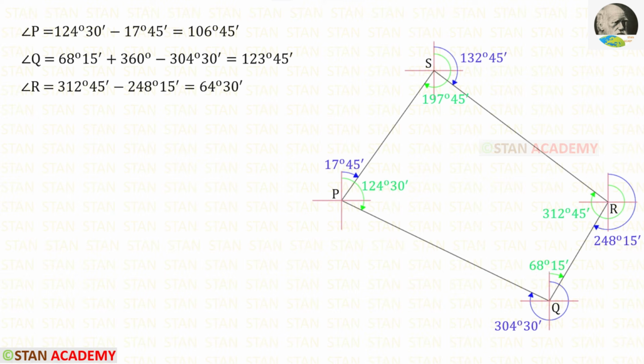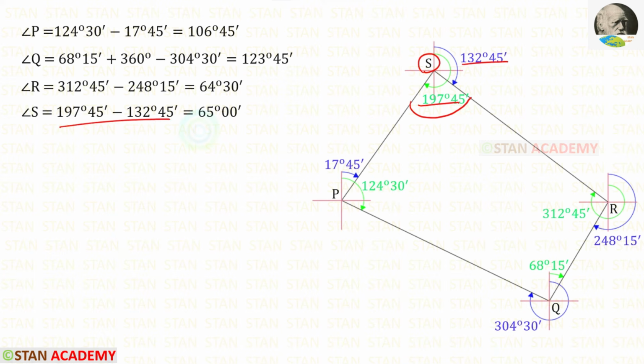Now let us find the interior angle in the station R. We can find this angle very easily by subtracting this angle by this angle. When we do that, we are getting 64 degree 30 minutes. Now let us find the interior angle in the station S. We can easily find this angle by subtracting this angle by this angle. When we do that, we are getting 65 degree.